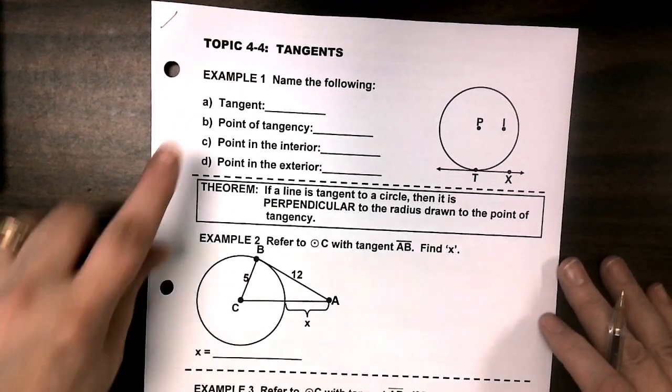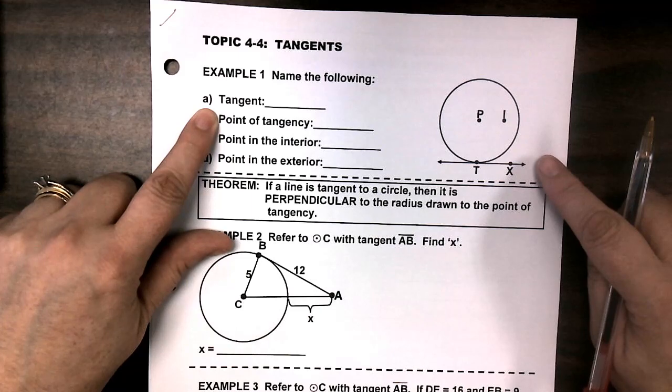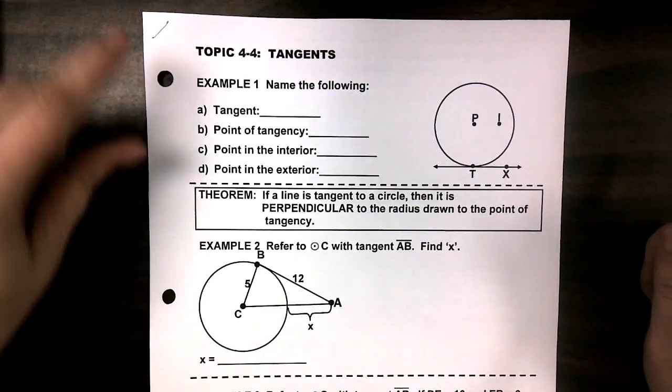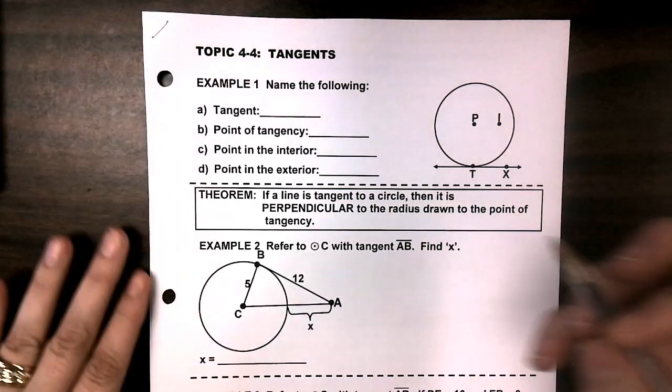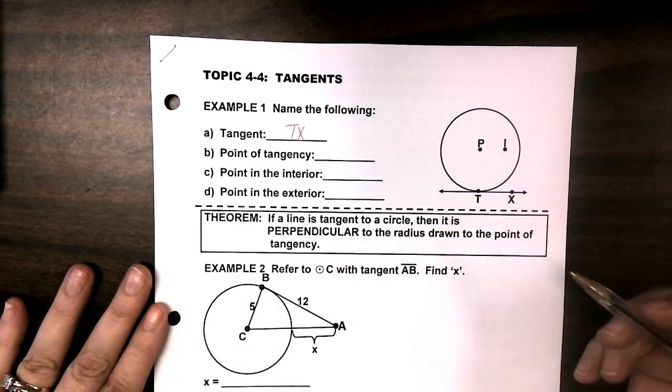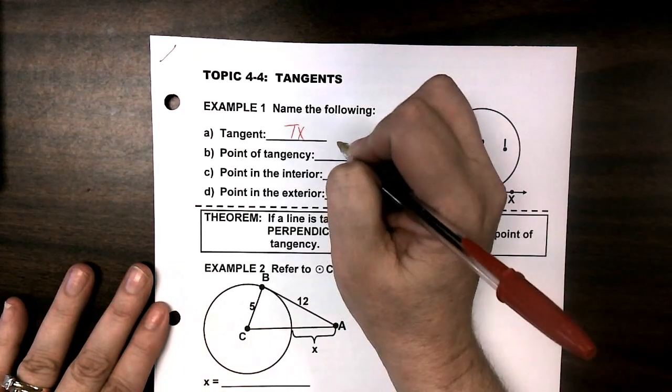All right, so if I'm going to name the tangent, remember a tangent is a line, and so I name that with two letters. What two letters name this tangent? TX. TX, very good. And then the point of tangency is the point where it intersects the circle, and that would be point T.